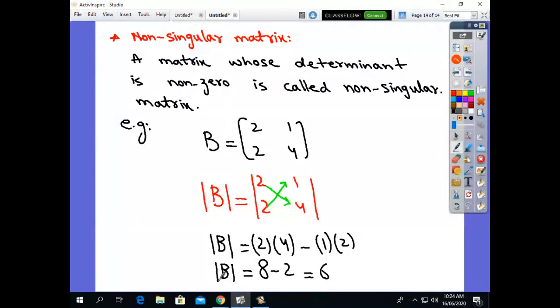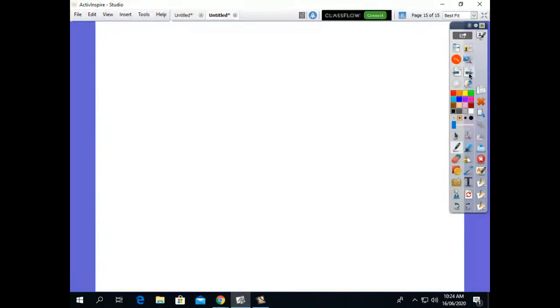The last definition of our lecture is adjoint of a matrix. What is the adjoint of a matrix?